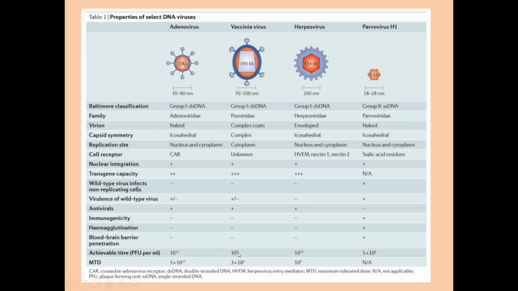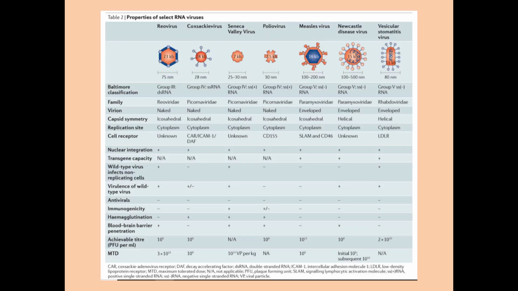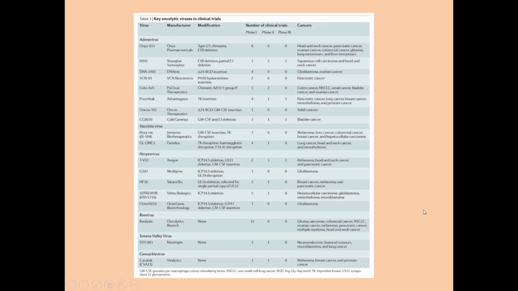And you can get a pretty high titer, so you can make a lot of virus for using as a chemotherapy. They're also looking at different RNA viruses. The problem with a lot of these is they don't have very big capacity because they're usually smaller viruses. Titers.